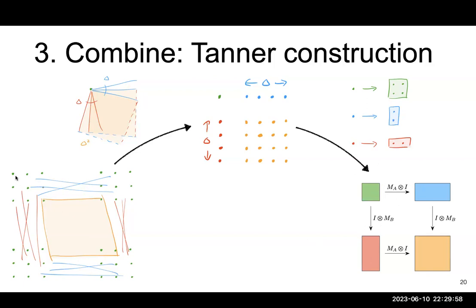So essentially what happens is these points split into multiple things, and then they're connected based on the structure of the code. Later on, we'll use the same graph to represent the code after Tanner construction.